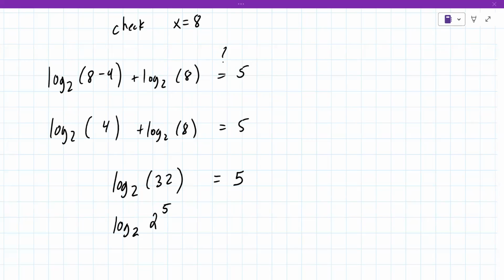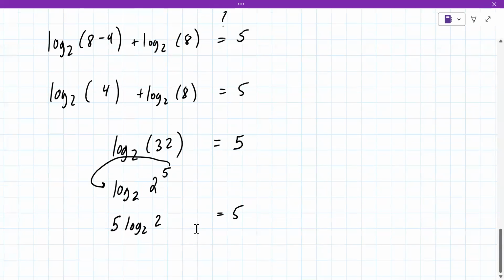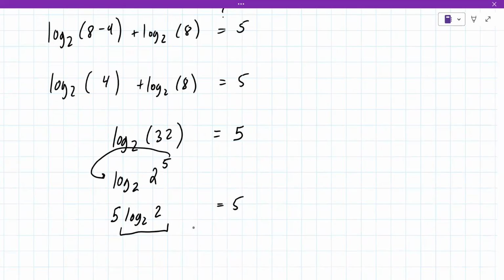Rewriting exponents, and then that 5 can come out in front. So 5 log base 2 of 2, and in this case, 5 times 1 equals 5. So it does work. So that one's good. We're happy about that one.